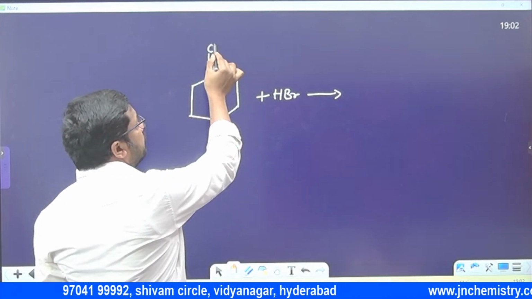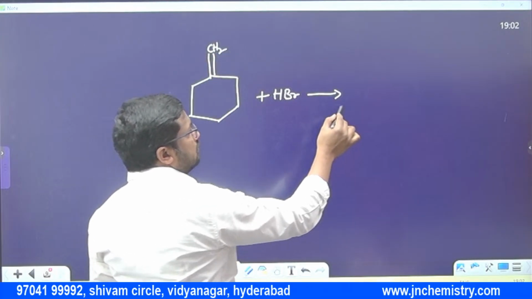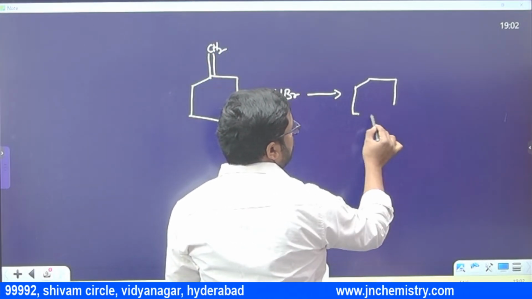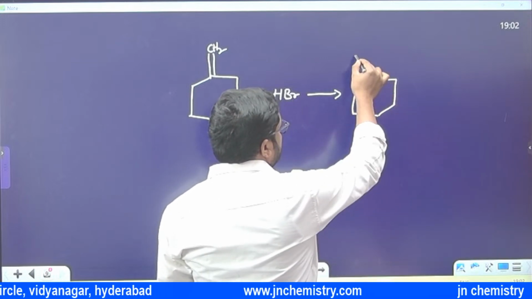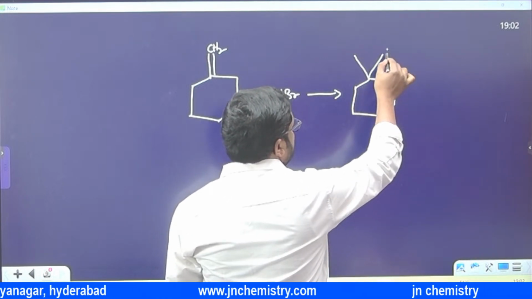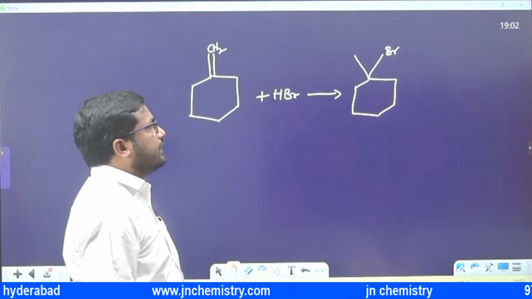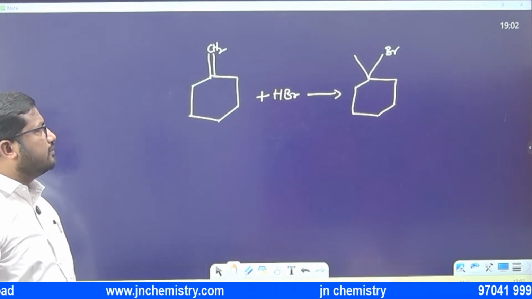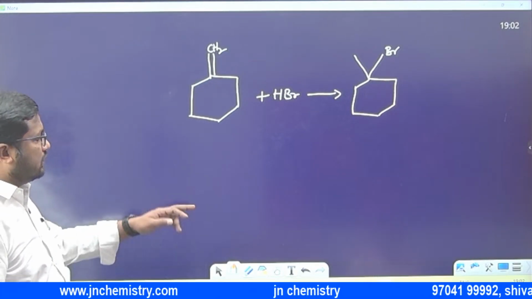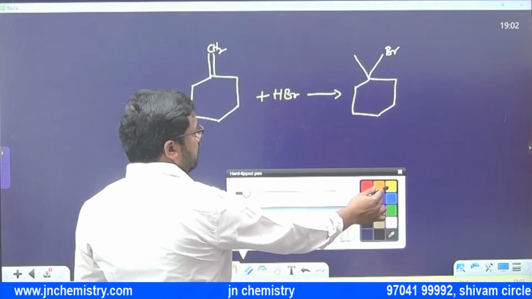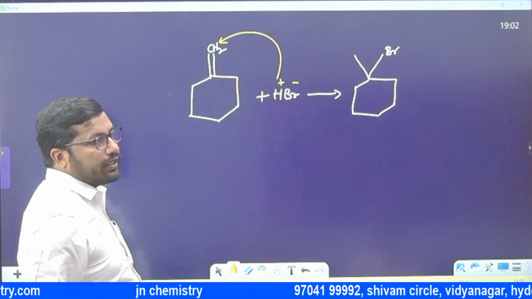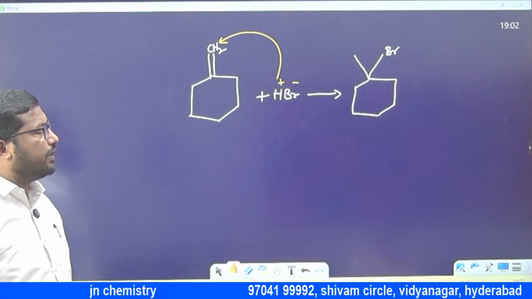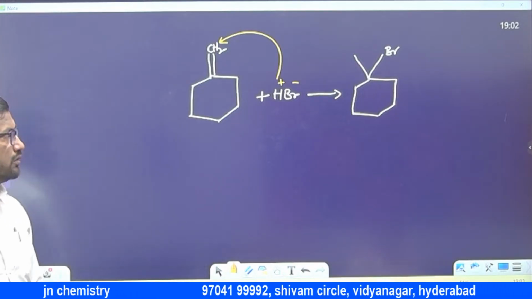Right? It is nothing but CH2. So this is the product we get. First, H plus is coming and attacking. H plus Br minus, H plus attacking over here. So we'll get the carbocation. So there, Br minus. Write it down.